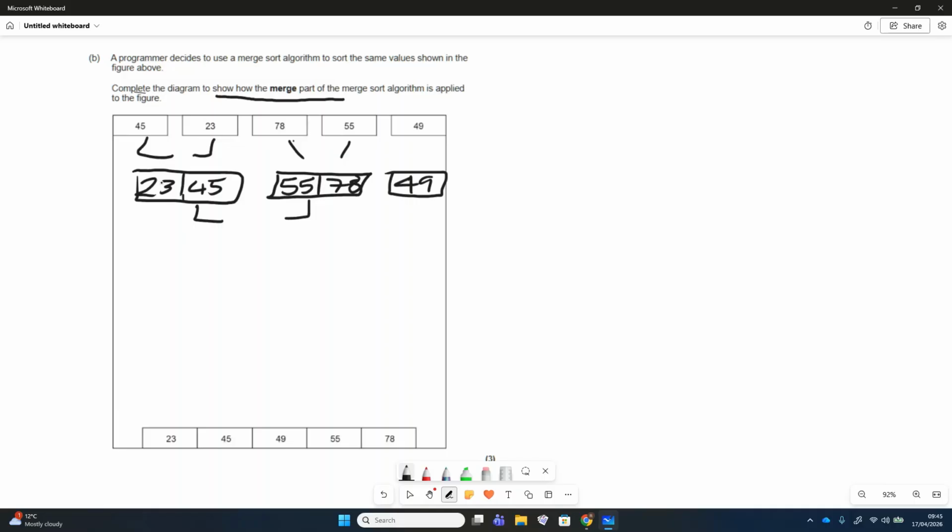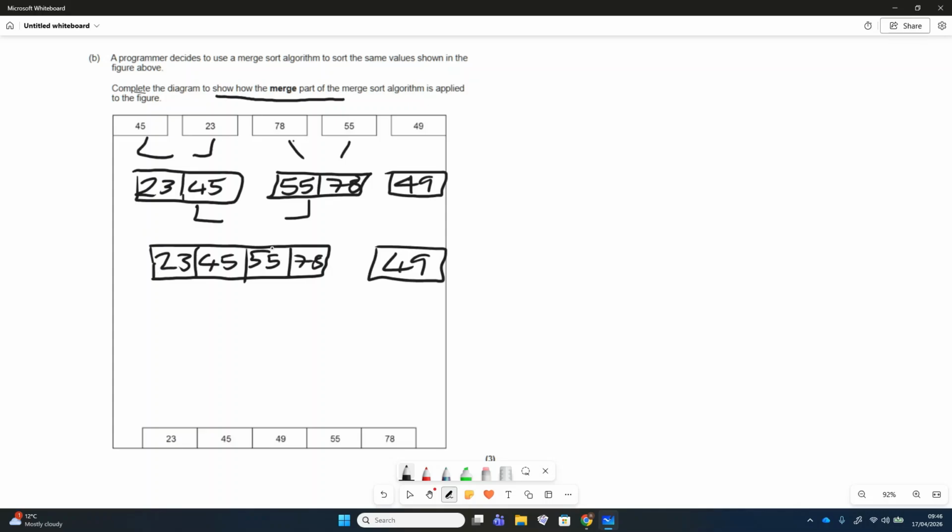So first of all, we'll look at 23, and we'll say, is 23 more than 55? No, it isn't, so we'll write down 23. Is 45 more than 55? No, so we're going to write down 45. And it just so happens that these things are actually already in the correct order. So again, we're going to just draw the boxes around those. And 49 still on its own. We've not been able to do anything with that yet.